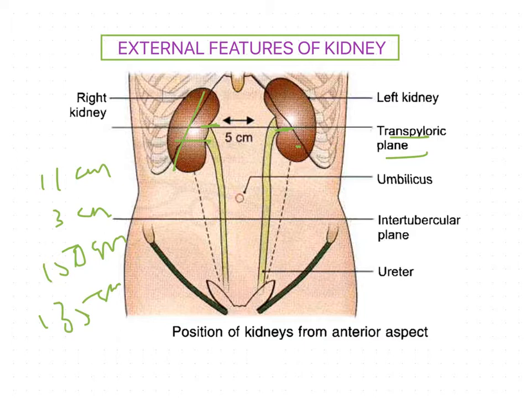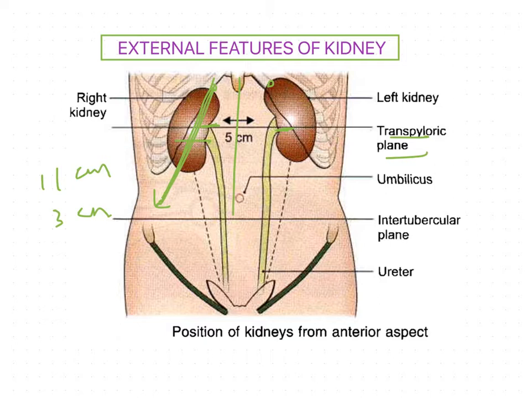Okay. Now, the long axis of the kidney is directed downwards and laterally, so that the upper poles of the kidney are nearer to the median plane than the lower poles. Here if you see, the lower poles are somewhat far away when you compare with the upper pole. Upper poles are very much nearer.